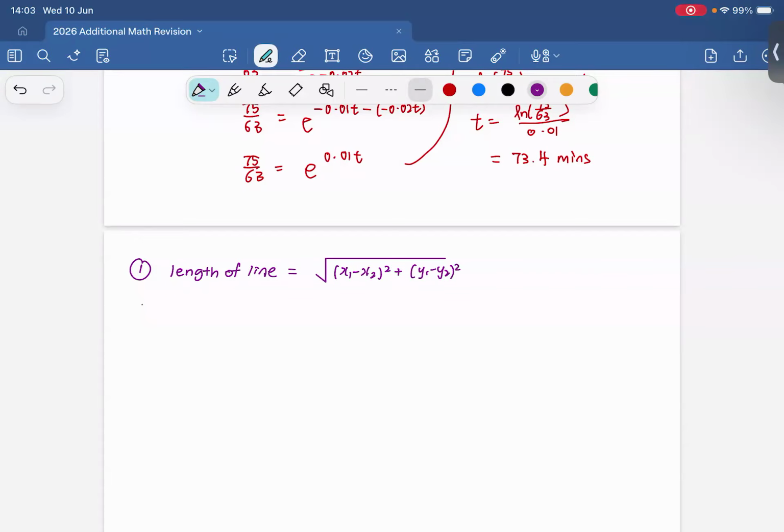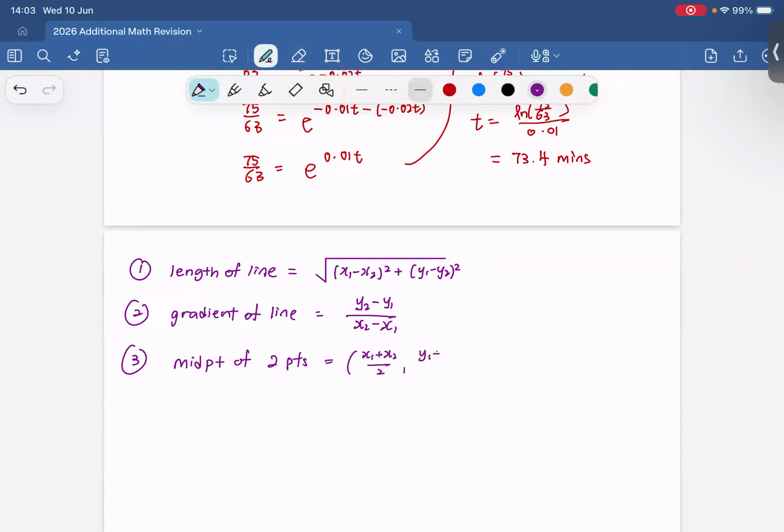Okay. Then second, gradient of line: y2 minus y1 over x2 minus x1. Third, midpoint of two points: x1 plus x2 over 2, y1 plus y2 over 2.